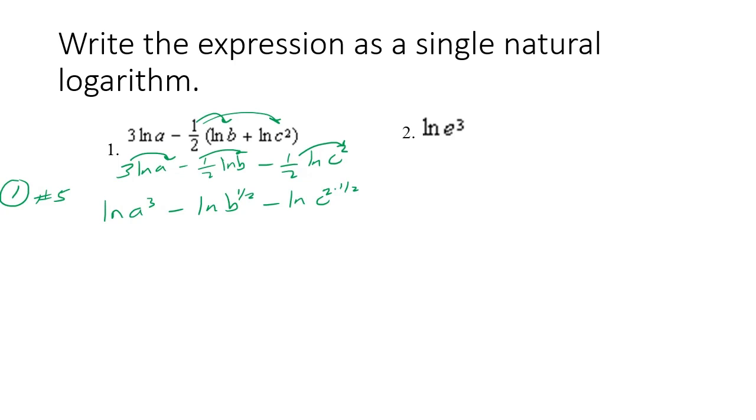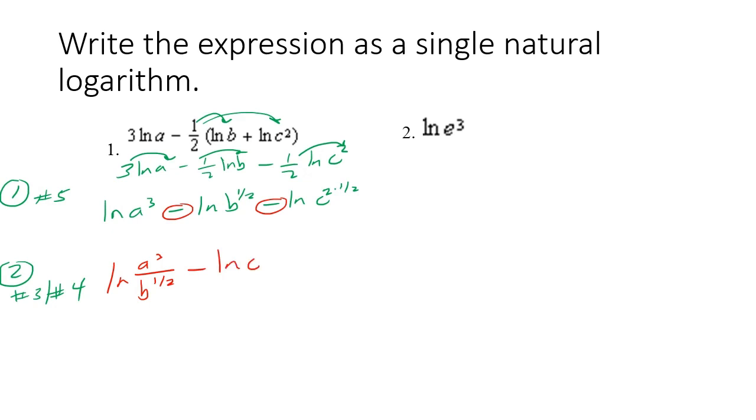So now we're going to go on to step number 2. Step number 2 is where we're going to use either number 3 or number 4. Noticing what we have here, we have subtraction and subtraction, so we're going to work this from left to right. So we have the natural log of a cubed divided by b to the half, minus the natural log of c, because 2 times 1/2 is just 1.